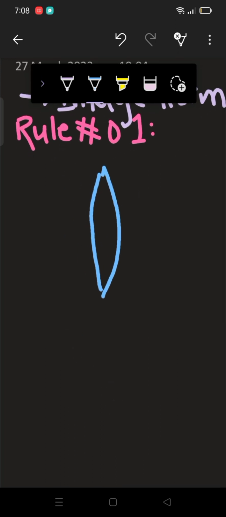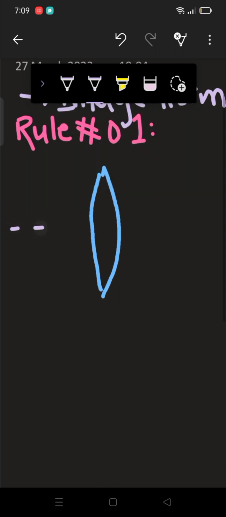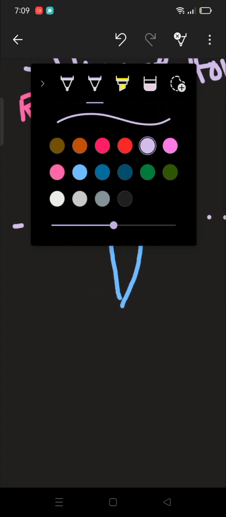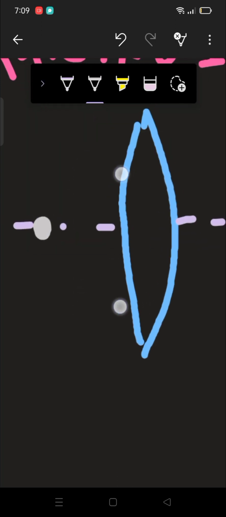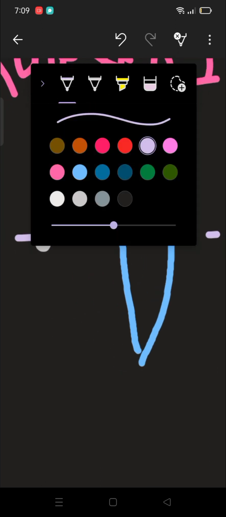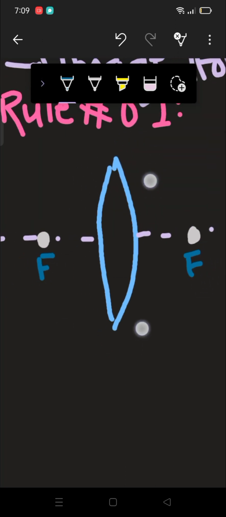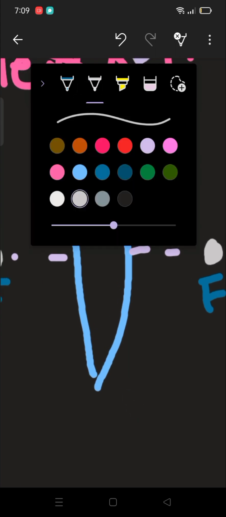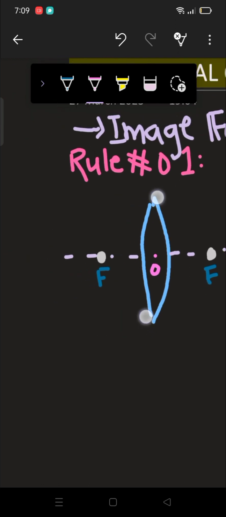As I told you, the line which was in the center was the principal axis. Alright, and here we have the focal point, and here we have another focal point. Alright, so let me label it as well. This is focal point and this is focal point as well. And here we have the optical center. Alright, so what's the first rule?